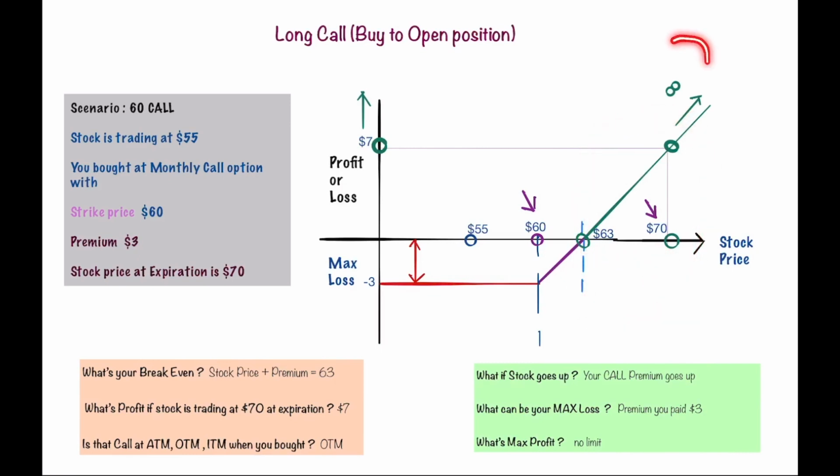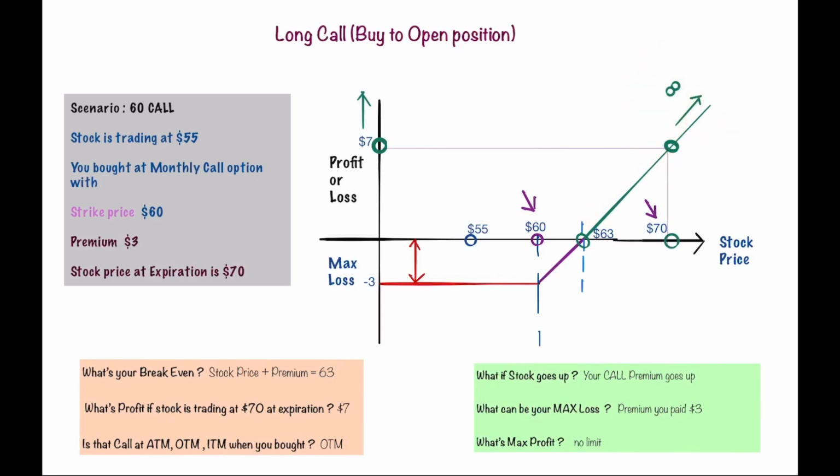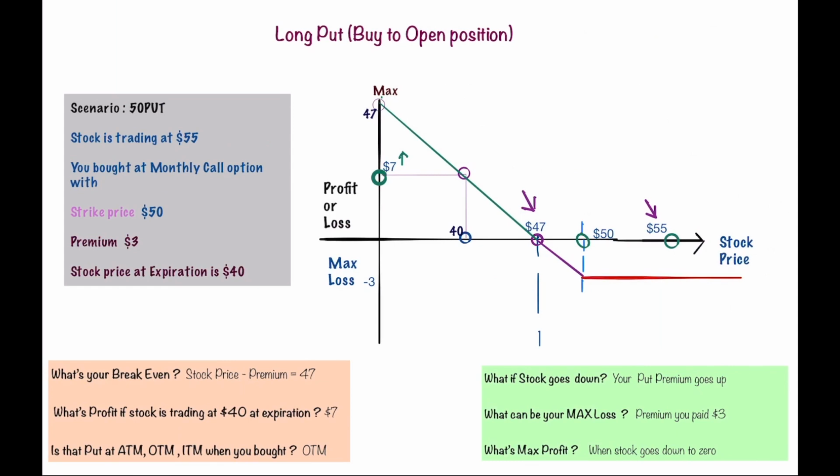Well, the profit is unlimited if the stock can go to any point. But at the expiration, you have to see where it's trading. That's going to be the difference between the stock price at that point and your strike price, minus this premium, is your max profit.